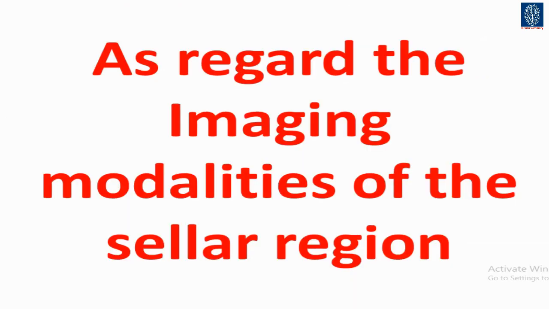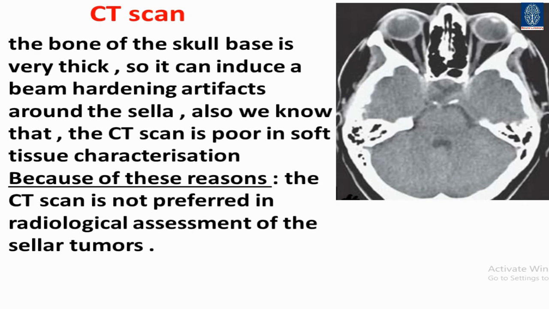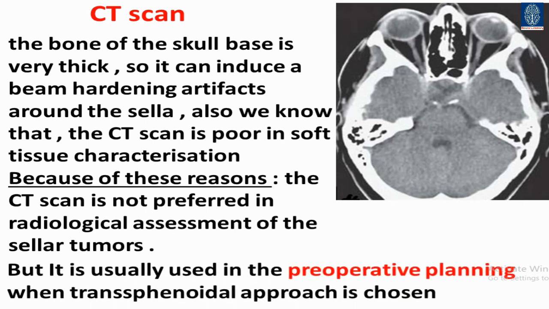As regards the imaging modalities of the sellar region, we'll start with the CT scan. The bone of the skull base is very thick, so it can induce beam hardening artifacts around the sella. Also, we know that the CT scan is poor in soft tissue characterization. Because of these reasons, the CT scan is not preferred in radiological assessment of the sellar tumors, but it is usually used in the preoperative planning when the transsphenoidal approach is chosen.